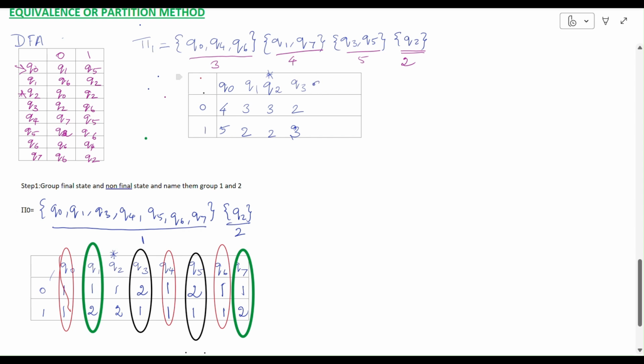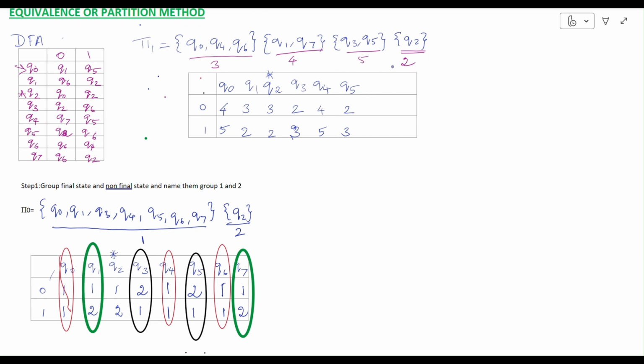Q4 on receiving 0 goes to Q7, and on 1 it goes to Q5. Q7 is of group 4 and Q5 is of group 5. Q5 on 0 moves to Q2, and on 1 it moves to Q6, which is of group 3.